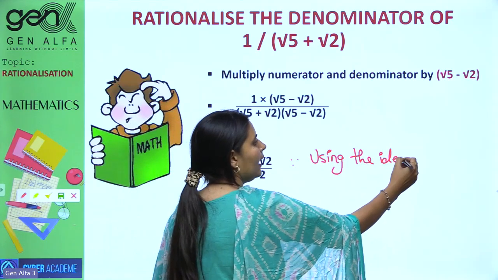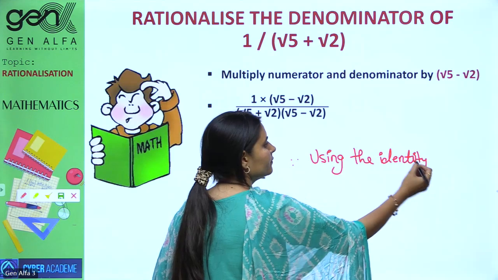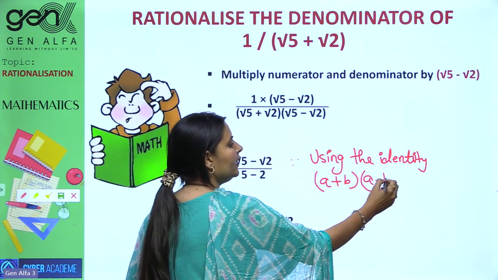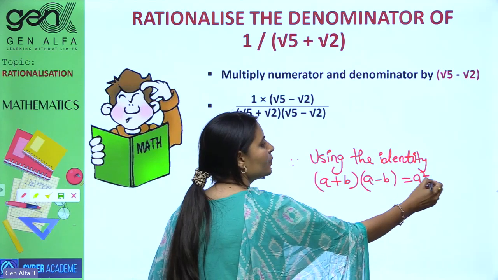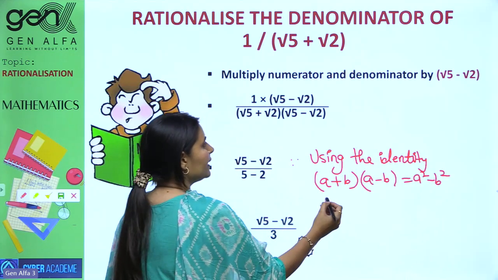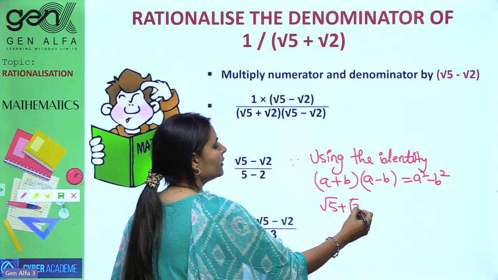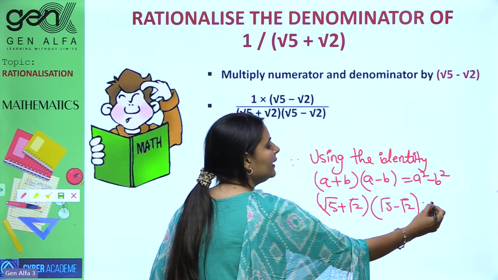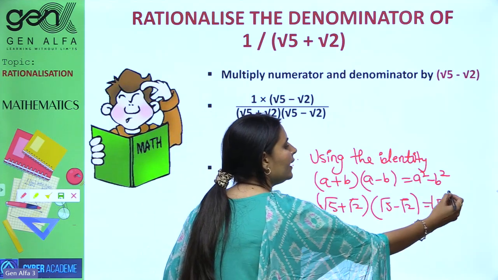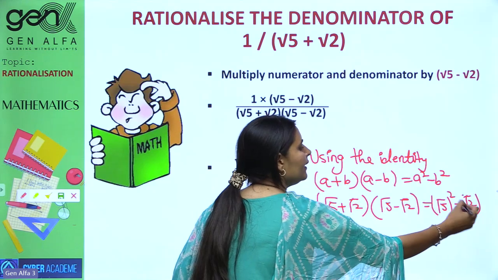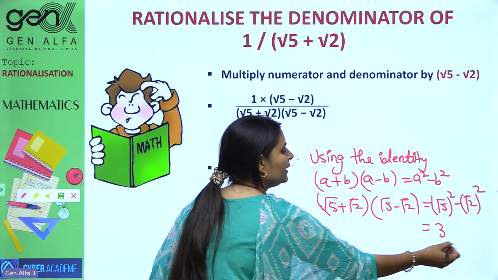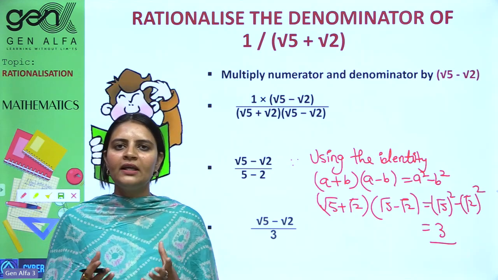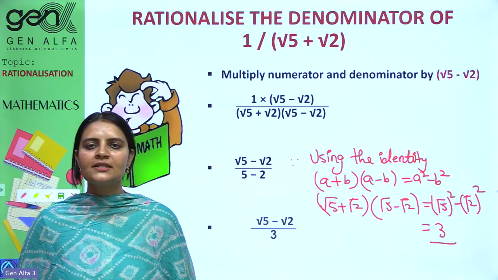Using the identity (A plus B)(A minus B) giving you A square minus B square, that is (under root 5 plus under root 2)(under root 5 minus under root 2), giving you under root 5 square minus under root 2 square, giving you 3 ultimately. So your denominator has turned root free. That was the process of rationalization.